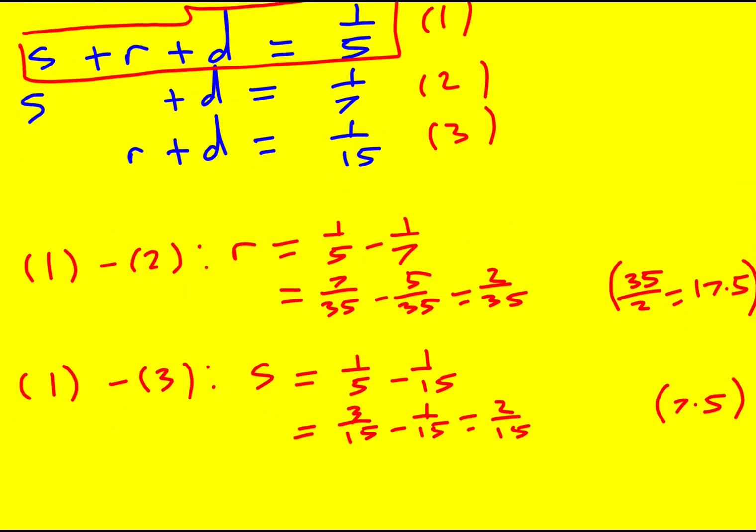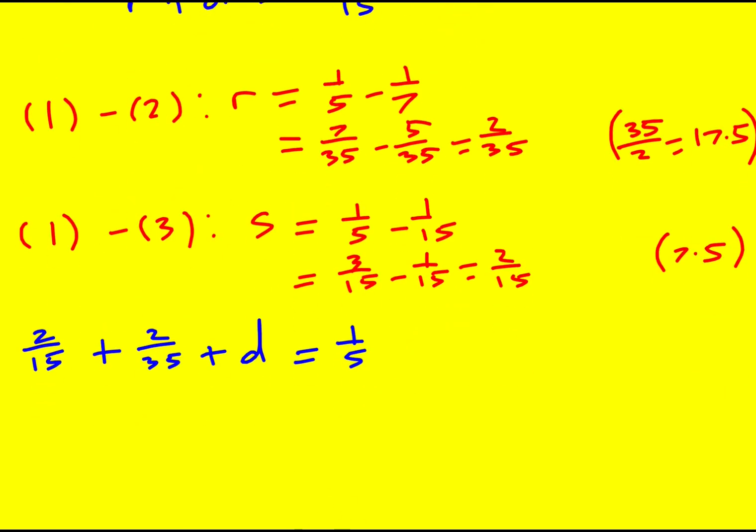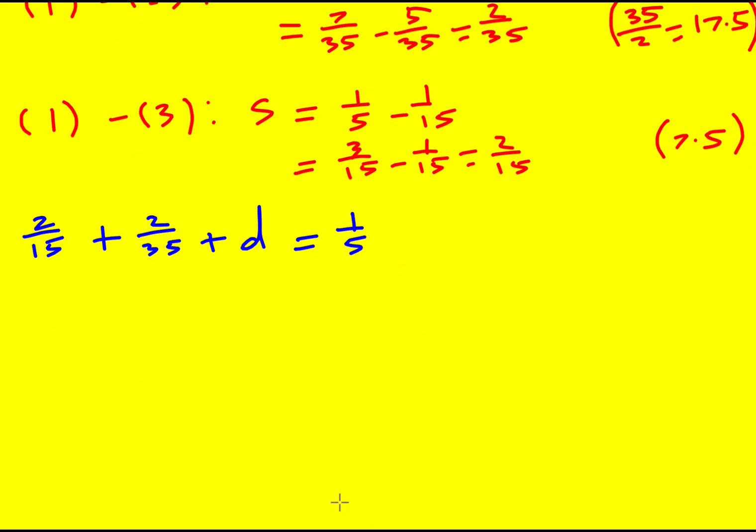Right, so finally, we can put these in. We've got 2 over 15. I'm now replacing these in equation 1: 2 over 15 plus 2 over 35 plus Darren's rate is equal to 1 over 5. Okay, how best to do this? Well, I'm just going to do one at a time. So it's going to be 1 over 5 minus 2 over 15, which is going to be 3 over 15 minus 2 over 15, or 1 over 15.